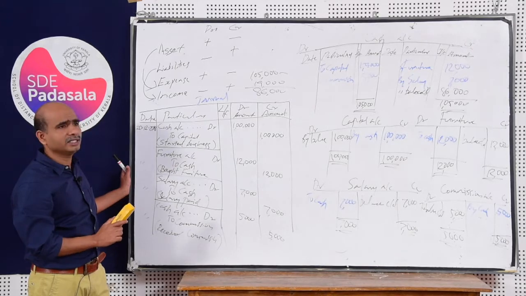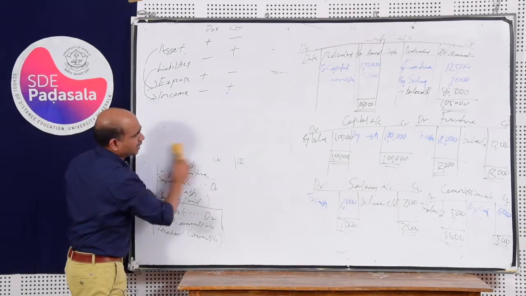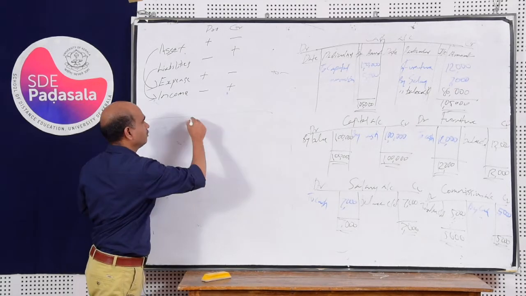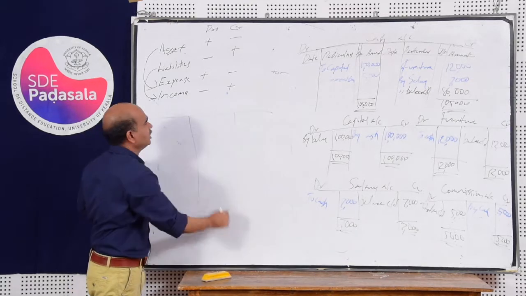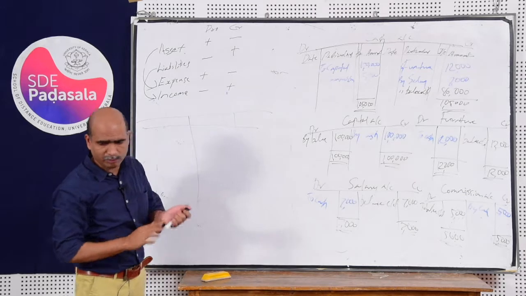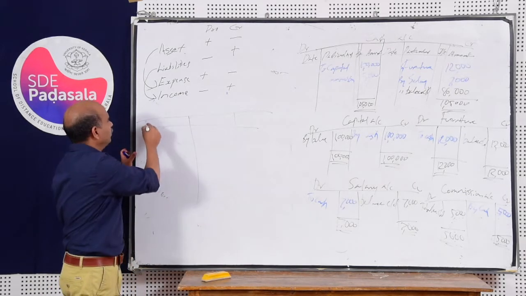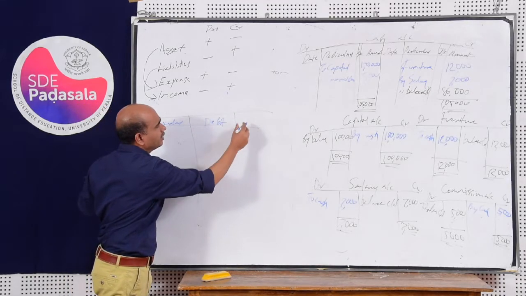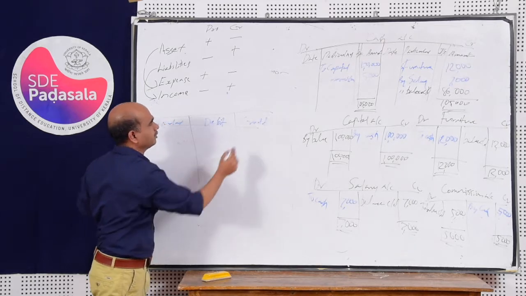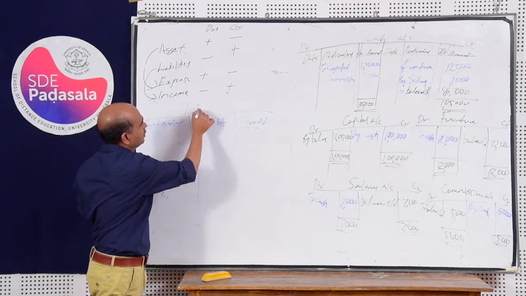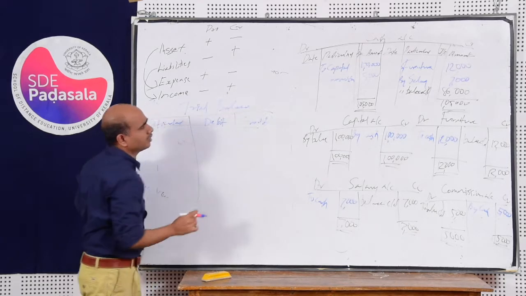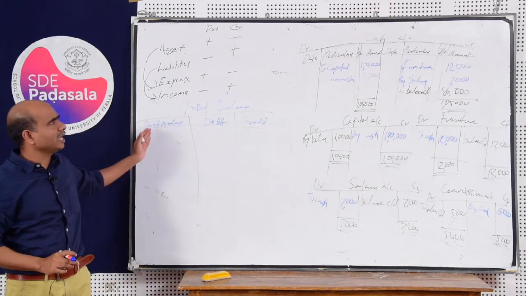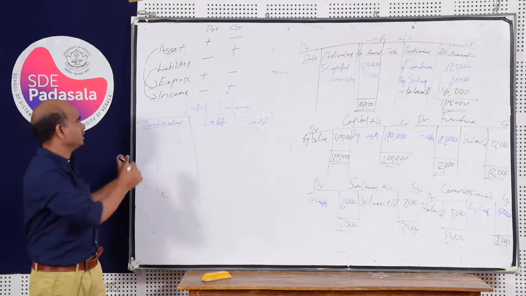So, how to write a trial balance? In trial balance, there is a particulars column in the left hand side, and in the right hand side 2 amount columns: one particulars column and 2 amount columns. Particulars, debit amount and credit amount. Trial balance. All the ledger items' balances should be transferred to this trial balance. The first ledger is cash.